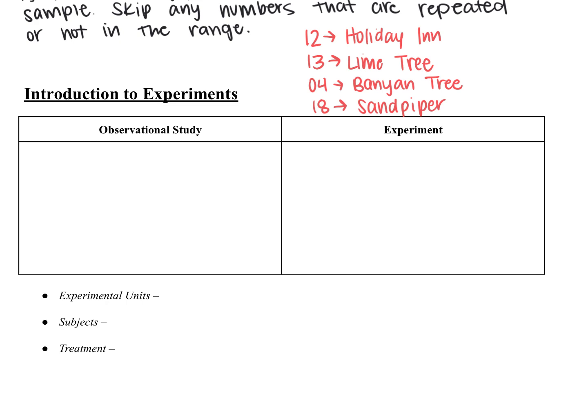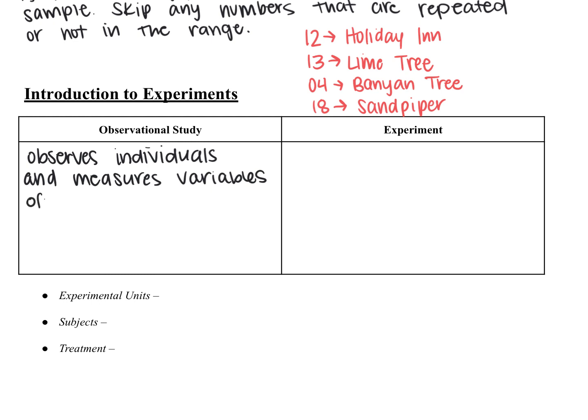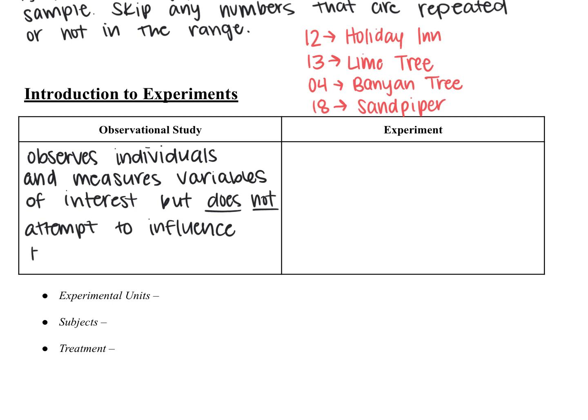So first, just to review, an observational study observes individuals and measures variables of interest but does not attempt to influence the response. So the same definition we did in section 1, just putting it again here.